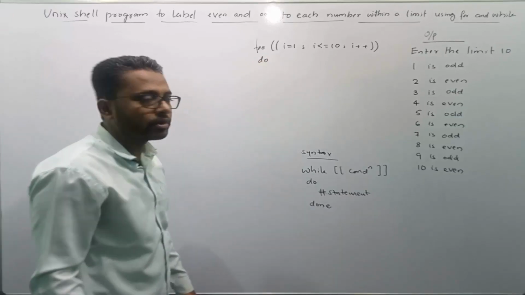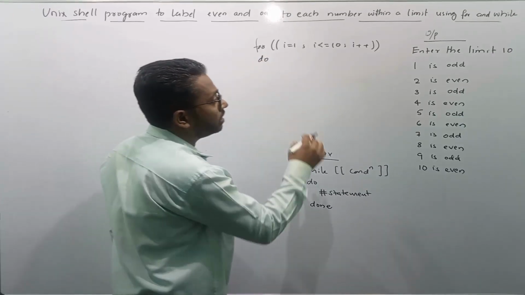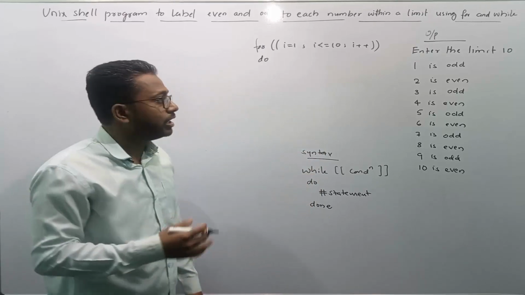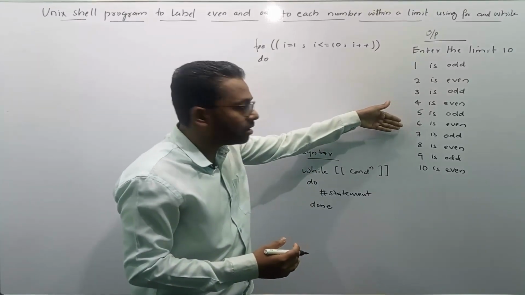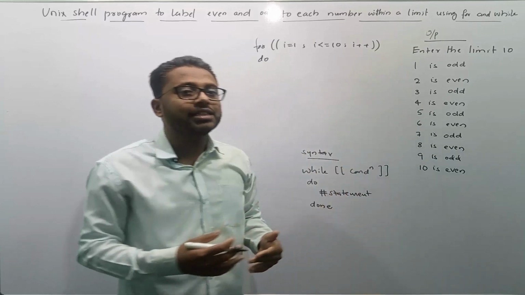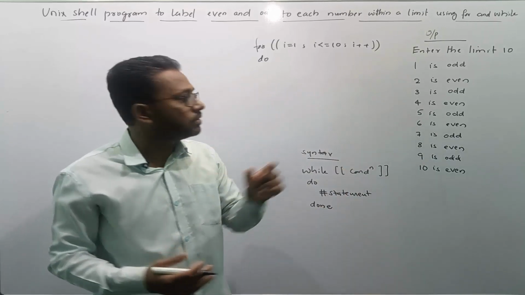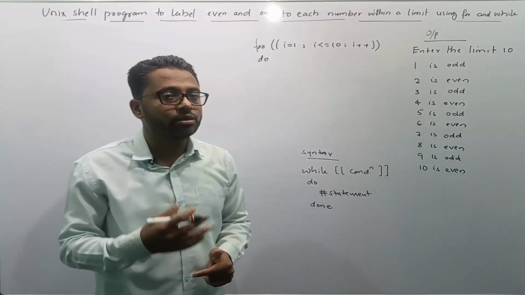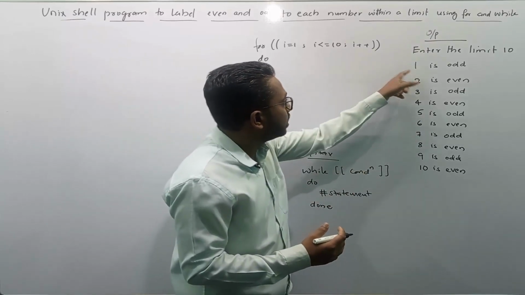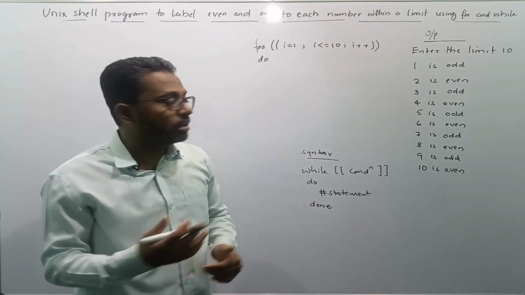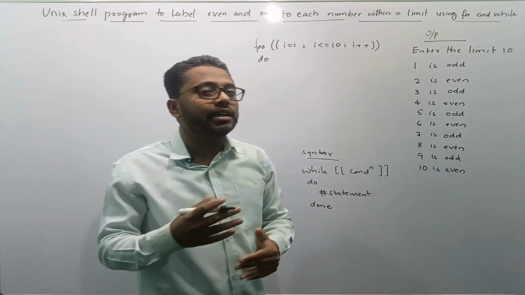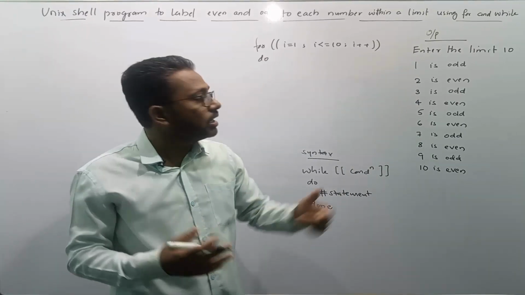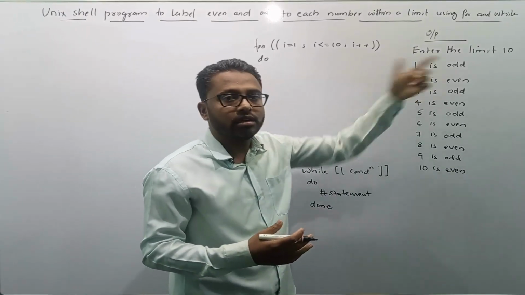Then do. Okay, I will check here. What do I need to check? I need to check each of these numbers, whether the first number is divisible by 2. If the number is completely divisible by 2, then I will display 1 is even. But in this case 1 is not divisible by 2, that's why we will display 1 is odd.